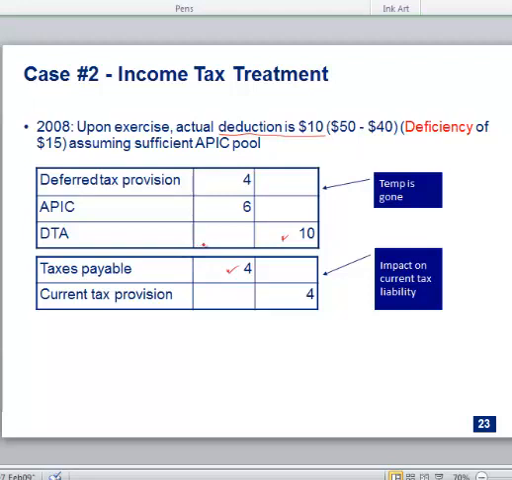that. Okay, so we thought we were going to get a deduction of 10. We had a DTA set up. We got to get rid of that DTA. We only got a tax payable benefit of 4. And now we got to figure out what we can do to balance the entry. Okay? And here the assumption is we assume we have sufficient APIC pool. So because of that, we book the debit, the balancing debit to APIC.